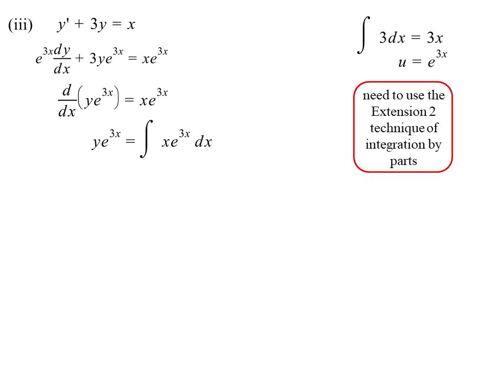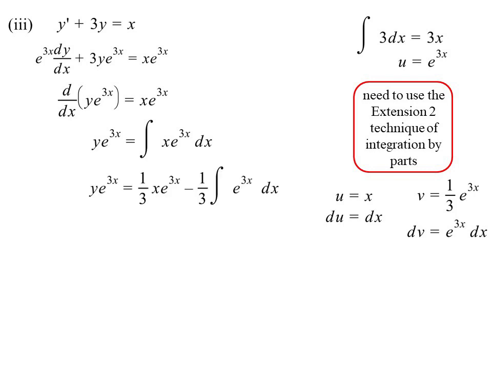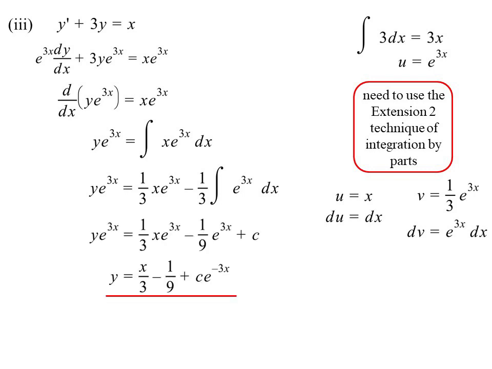Well, I can do that. Sure, I need an Extension 2 technique to do it because I'm going to have to integrate by parts, but we can do that. So if I let u equal x, du is dx, dv is e to the 3x, v is 1/3 e to the 3x, and okay, let's keep going. I now have to integrate e to the 3x. There we go. Divide everything by e to the 3x.